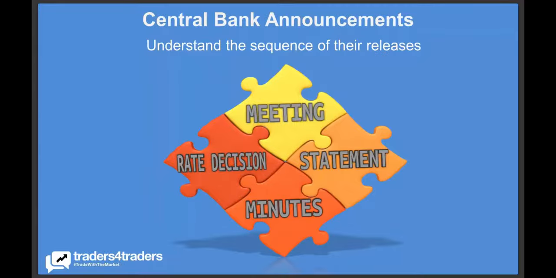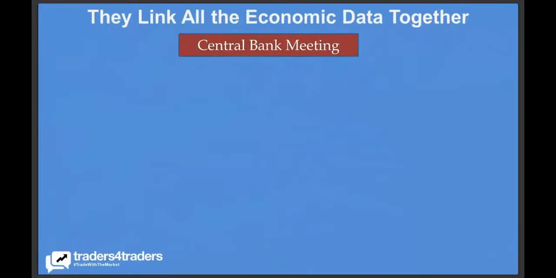But now, understanding the sequence of the central bank releases is very important. They have their meeting, and out of that meeting, at the same time, comes a rate decision and a statement. Usually, a week later, you get the minutes, which is more detailed analysis of the overall statement and what was actually said in the meeting. But the 2 most important things are the rate decision and the statement itself. They're the 2 things you need to focus on.